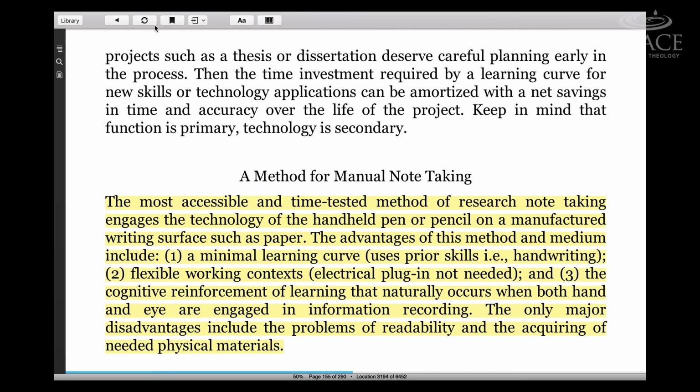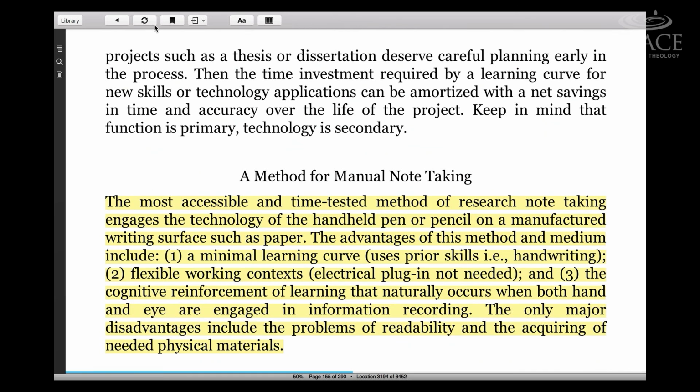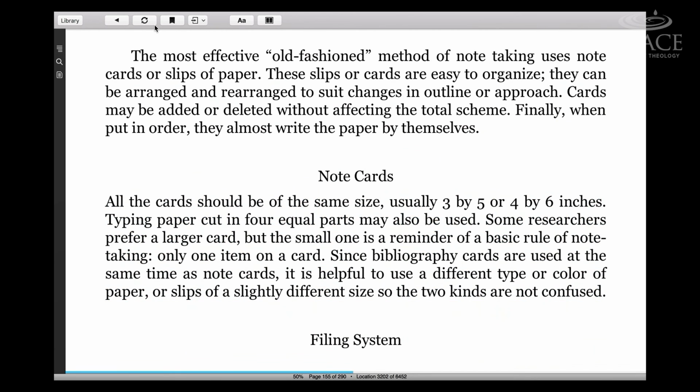Now, it's interesting that both Turabian and Vyhmeister and Robertson are complementary of the time-tested and traditional method of note-taking, handwriting on a 3x5 card. Here are the advantages these authors list. A minimal learning curve, flexible working context, the cognitive reinforcement of learning that naturally occurs when both hand and eye are engaged in information recording. So the old note card system is still a pretty good one.